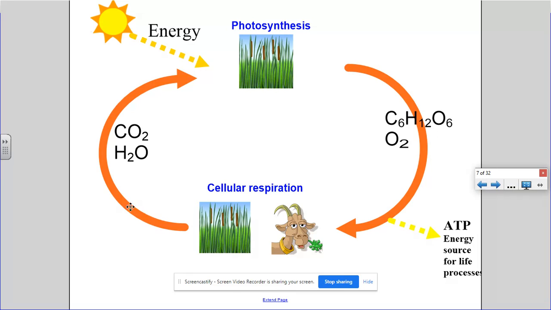As we do that, we're going to release some carbon dioxide and water that is then used in the process of photosynthesis. So in other words, this is a cycle. Each process depends on each other in order to make the energy that is needed for cellular processes.